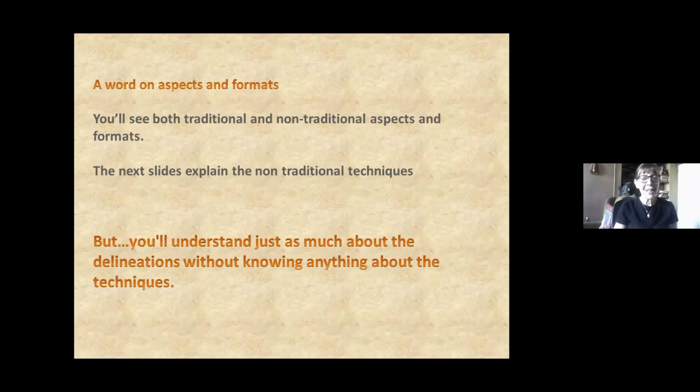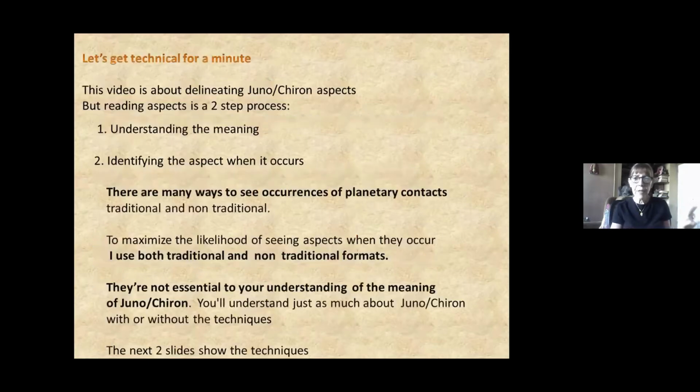But we are going to get technical for 1 minute. Even though this is a video about delineation, understanding aspects is a two-part process. You've got to understand the meaning of it, but you also need to be able to identify the aspect when it occurs. You need to see it and then delineate it. So there's many ways to see occurrences of aspects, traditional and non-traditional. To maximize the likelihood of seeing aspects, I use both.